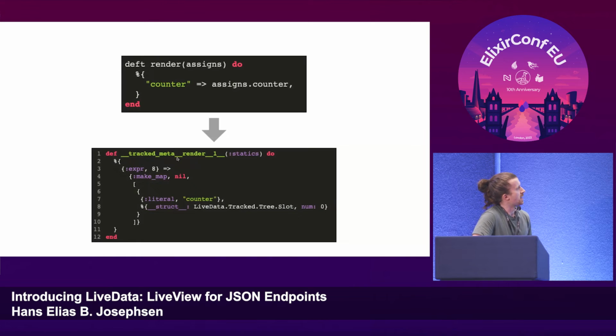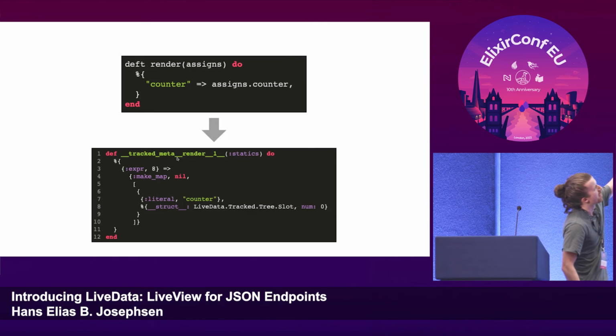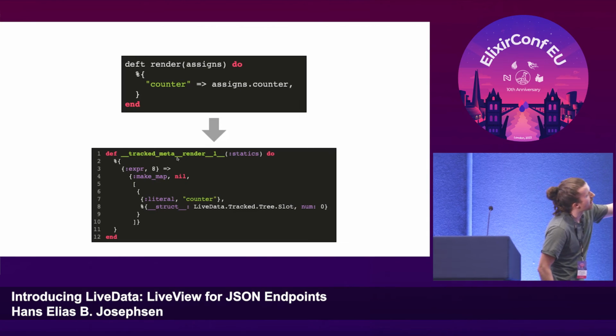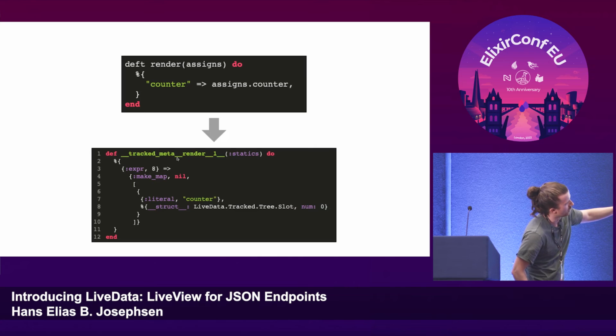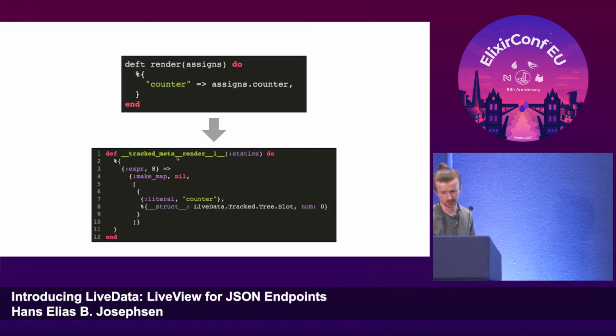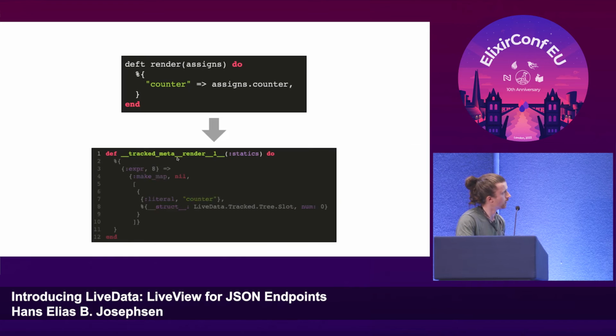So tracked meta, as I mentioned, just returns metadata about the function. Here it returns a list of the templates, or a map of the templates, that are present in the function, so the implementation can use that later. And you can see in this one, we just create a map with a counter key and then assign it to the assigns. For the template, it's like a make map operation, and then it contains a literal, and then that contains a slot, which is where we can insert the dynamic part of the data structure.